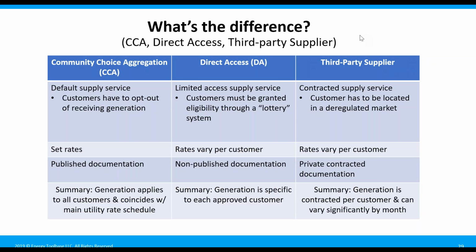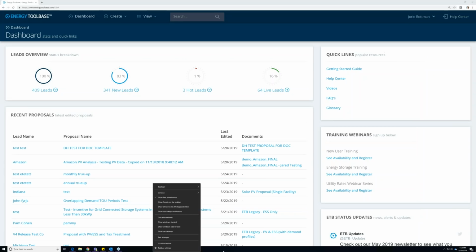Lastly, with our IOUs containing over 600 available rate schedules and growing, having CCAs listed separately versus adding them into the main utility prevents a lot of the overloading of the utilities and helps avoid any further confusion. So let's go look at an example of a CCA rate in Energy Toolbase. I'm going to show my screen here.